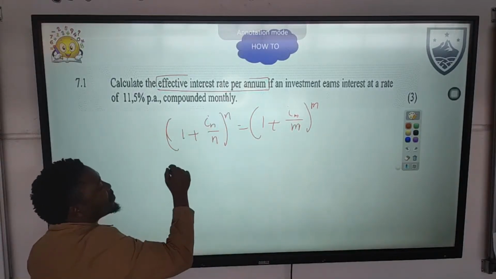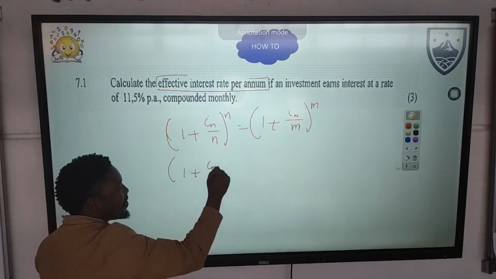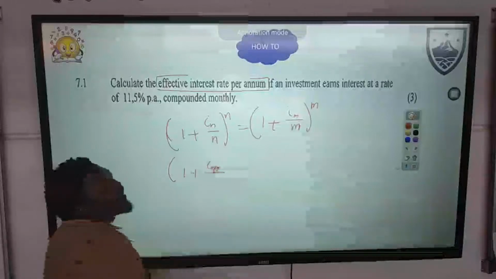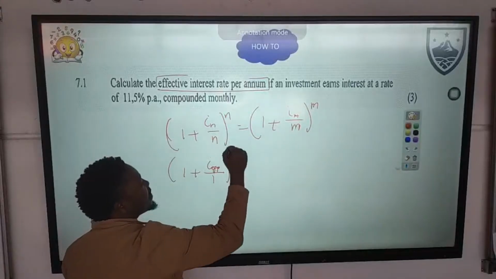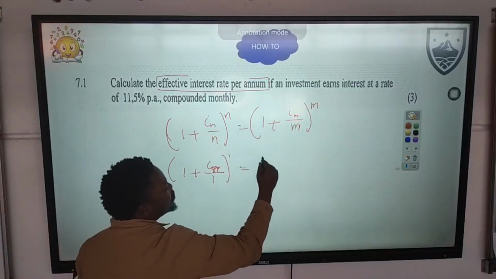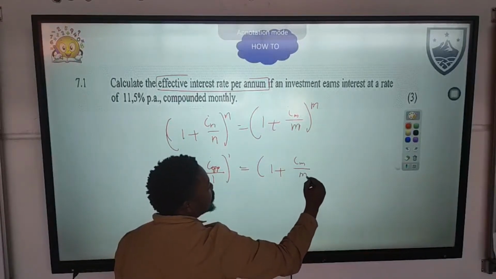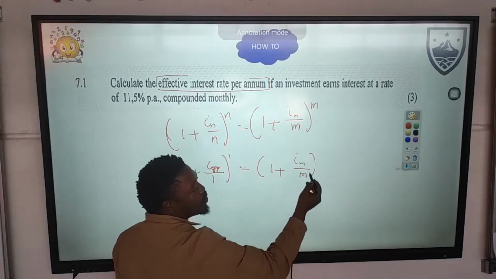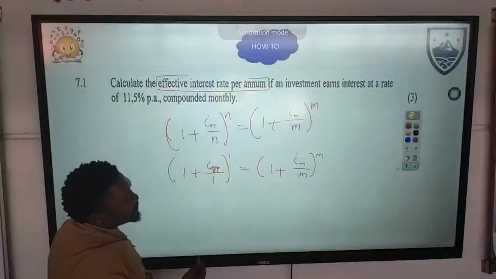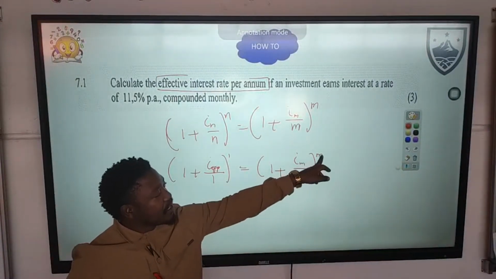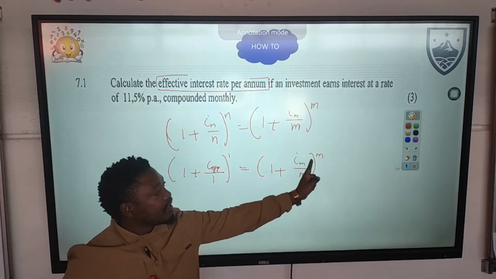Remember, this is per annum, so 1 plus effective interest over is per annum. So how many years are there in a year? Just 1. So n is also 1. Then equals 1 plus whatever the interest rate has been compounded to. If it's compounded monthly, this will be simply 12, and this will also be divided by 12.